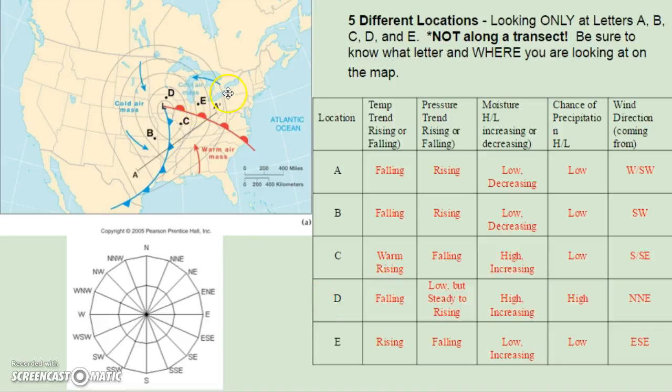Let's see here. Letter E is over here, and for letter E, I would say the temperature is going to be rising. In this case, you've got a warm front on the brink of the horizon, so you know that warm air is on its way. Pressure trend, falling. I can follow my isobars, barometric pressure. As this moves this way, I've got lower air pressure here. And let's see, moisture. It's going to be low, but the moisture is going to be increasing. I've probably got some steady to moderate rain on its way. Chance of precip at this location right here, low. Maybe in the next couple hours it will be increasing. And the wind direction, if I look here, deflected right, I would say kind of east-southeast, kind of in this general direction. And that concludes the 5 different locations part of your homework section.